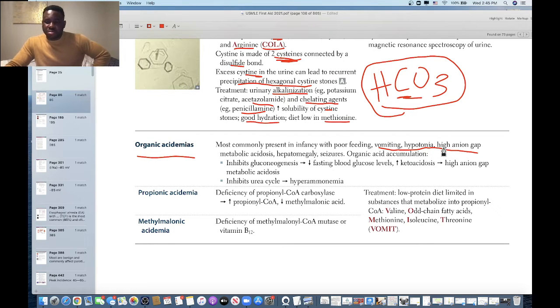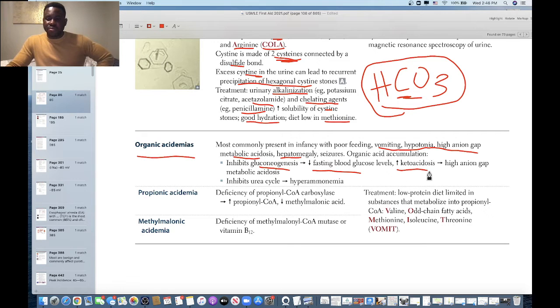Hypotonia. They have a high anion gap because of the organic acids, the propionyl CoA and methylmalonic acid. And then we also have hypertonia and seizures. The accumulation inhibits gluconeogenesis because we cannot make succinyl CoA, which goes into the cycle to make oxaloacetate to go into gluconeogenesis. Therefore, they'll have a gluconeogenesis problem. That means that when they are fasting, they'll have hypoglycemia.